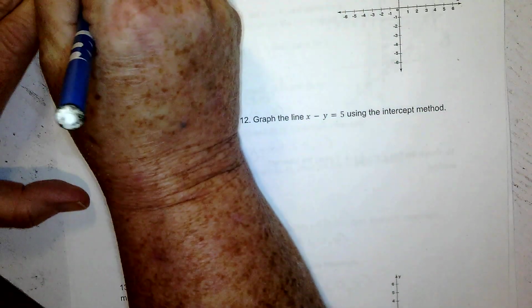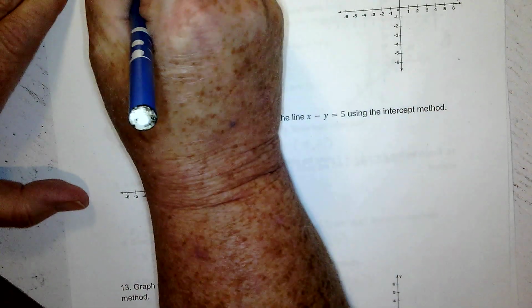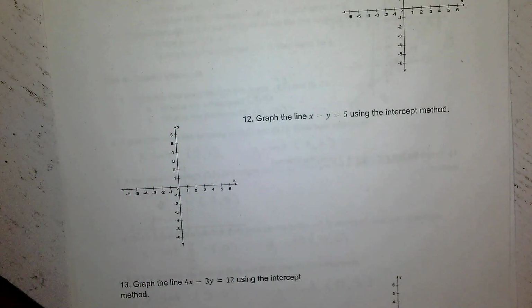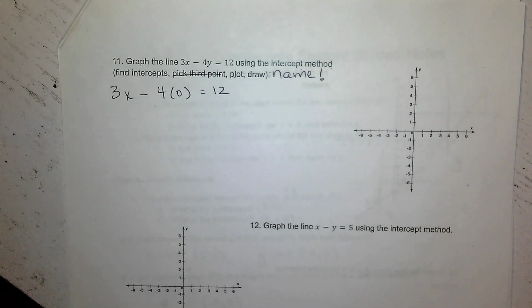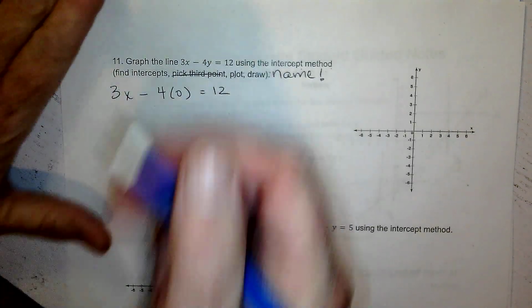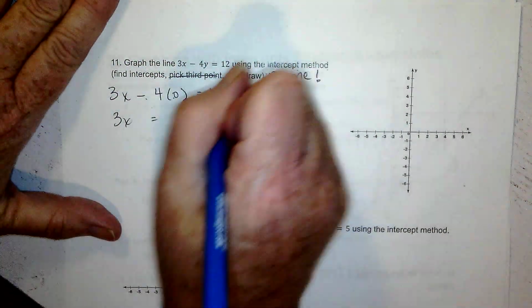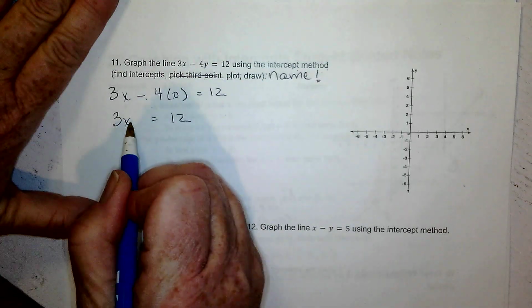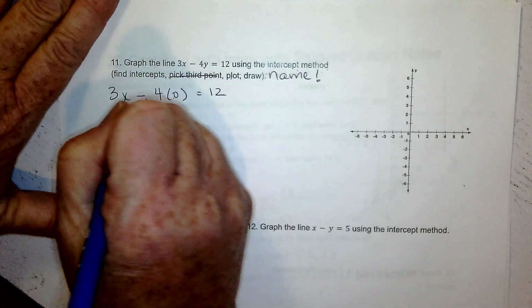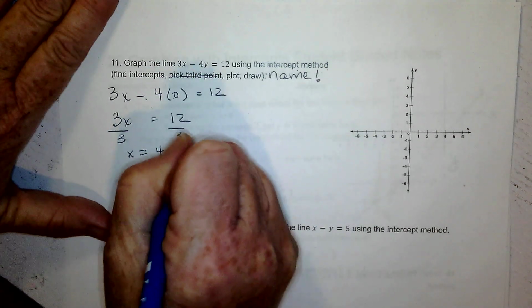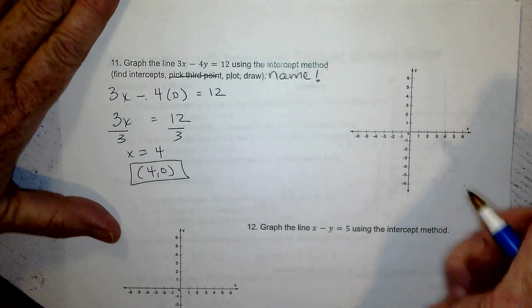So for our x-intercept, we're going to let y equal 0. Please do this part yourself, and then come back to see how you did. Find your intercepts, and then come back and see how you did. All right, 3x, negative 4 times 0 is 0. Bringing the 12 down. 3 is attached to the x by multiplication, so we're going to divide both sides by 3, and x is equal to 4. So (4, 0) is my x-intercept.